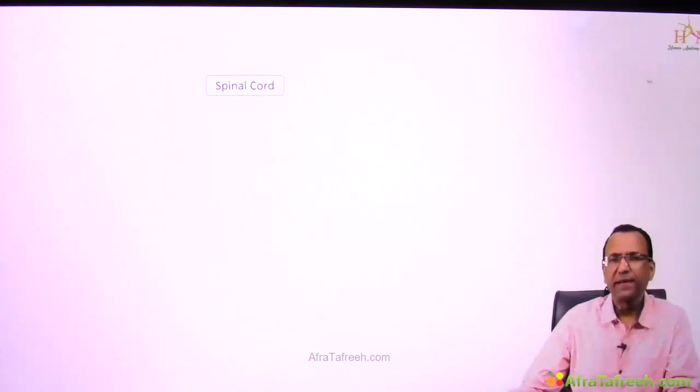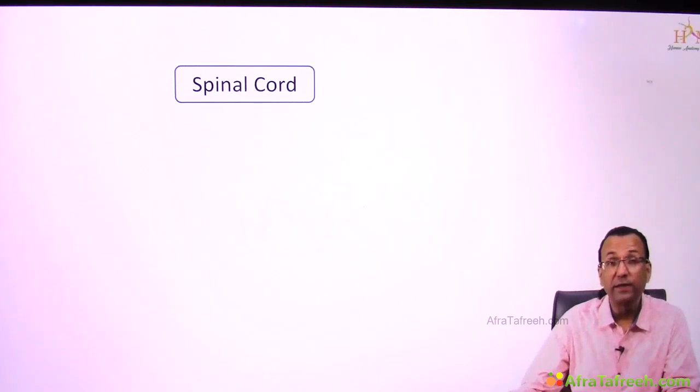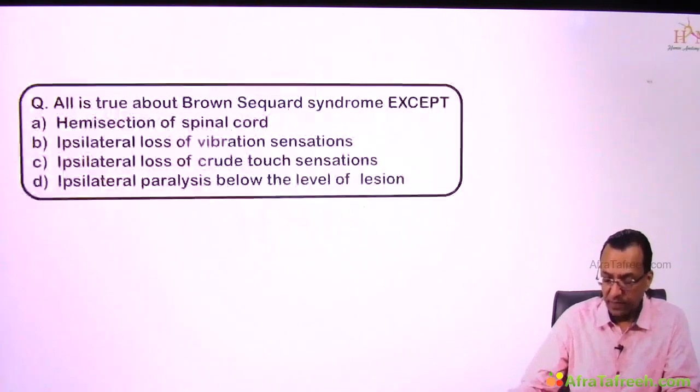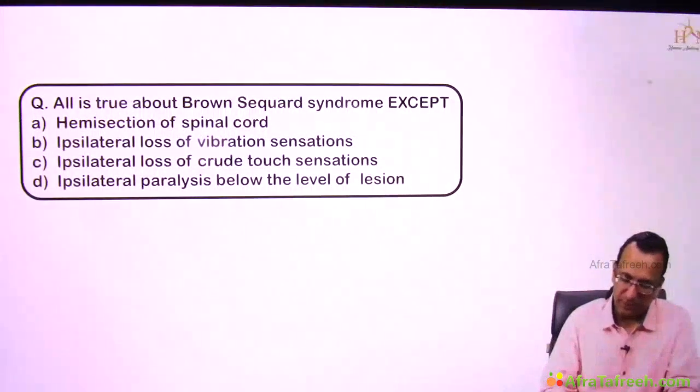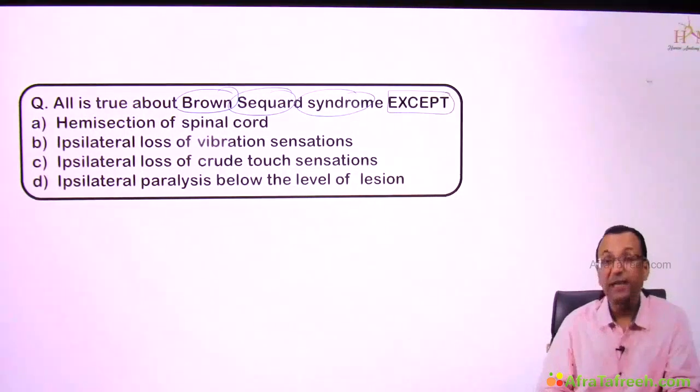The next topic is spinal cord. Some details of the pathways passing through the spinal cord. Actually, gray matter we have discussed earlier, so white matter basically this time. And we got a question on the white matter, Brown-Séquard syndrome. What is the exception? That is the question asking.